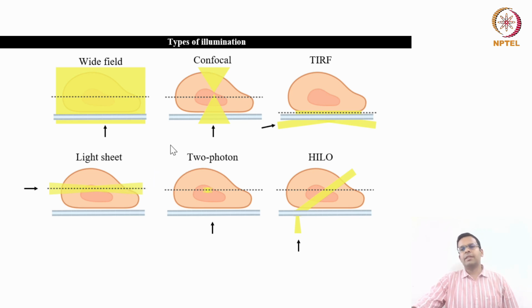Okay, so that's why these different modes of illumination strategies were developed, to avoid the out of focus light as well as the unnecessary photo bleaching and photo damage to the cell. So in confocal, as you can see here, a cone of light illuminates the sample, and the center of the cone is being observed by the objective lens. So we'll look into the details of how confocal microscopy works.